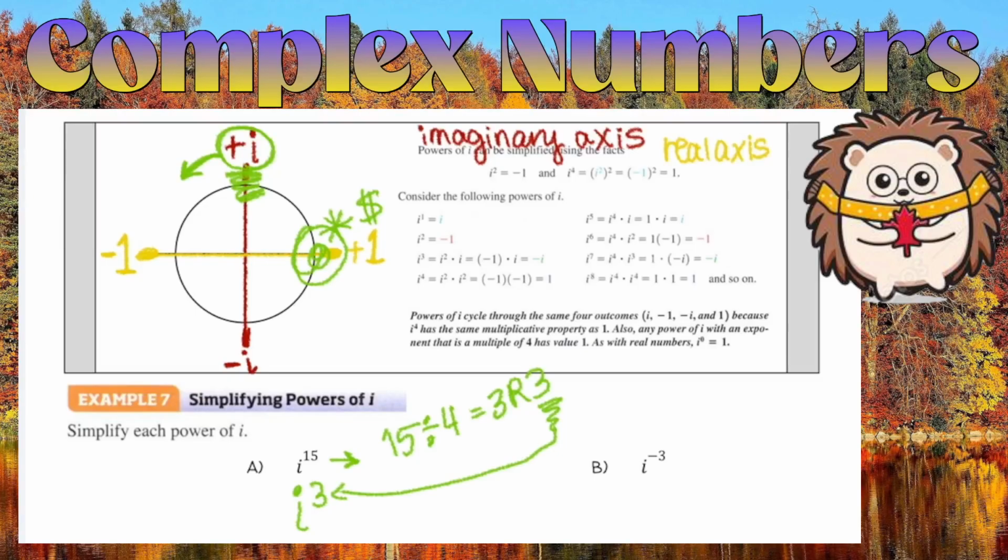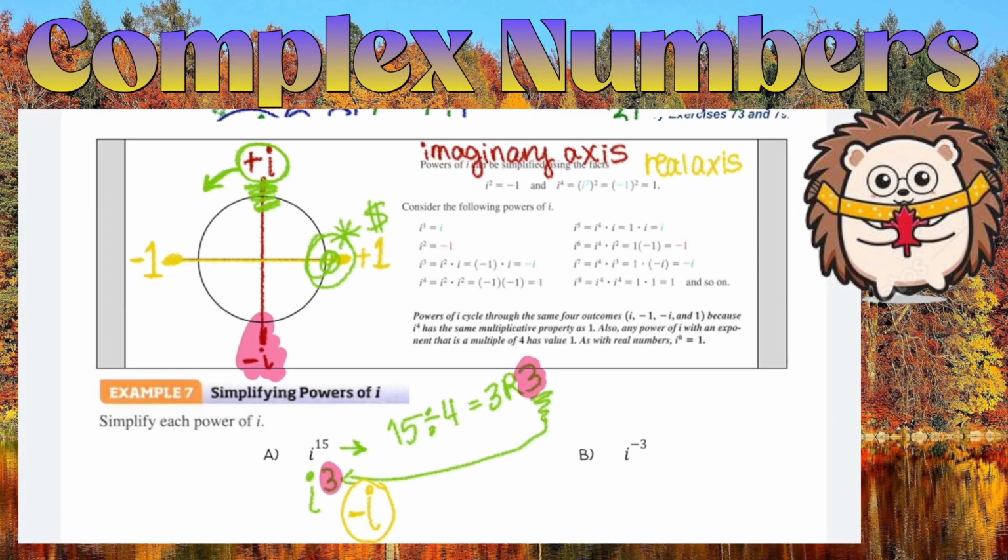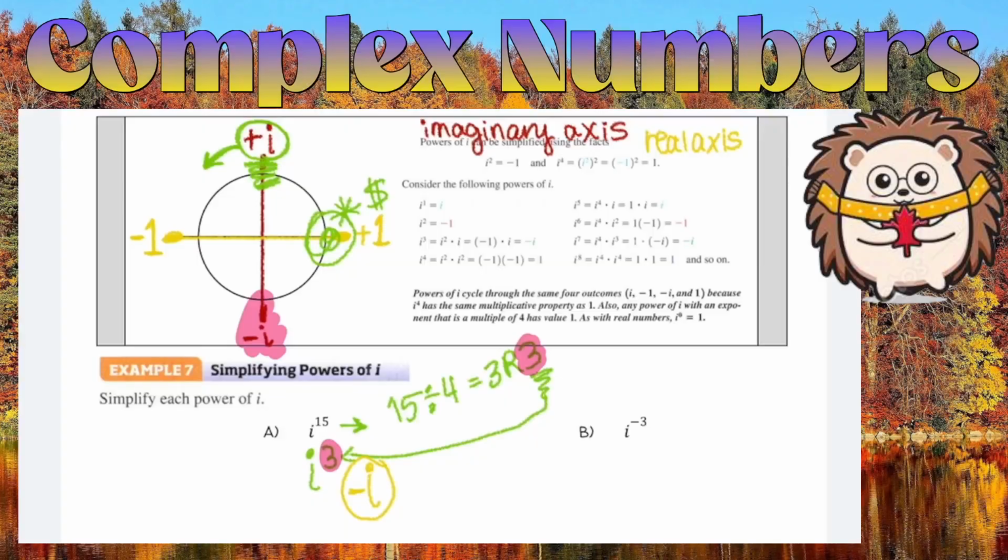But the 3 here, let's see. Can you read that? You can read that. That's what we're looking at. And then that's going to be right there. Okay. So that means we have negative i as the final answer. So whatever way you do this, we're going to get negative i as the answer.